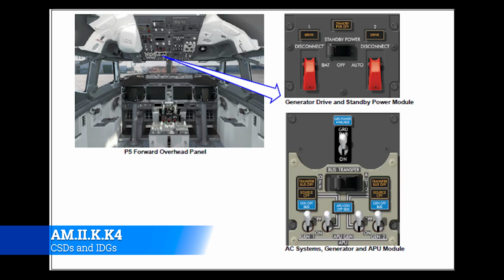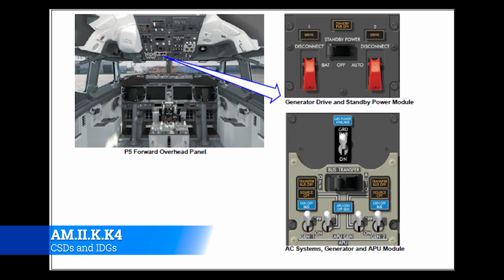Okay, so this is a continuation of the P5 panel. If you'll notice, we're going to concentrate on those switches that you'll see. On the top, you have your drive disconnect switches, and then also the standby power off light. That should be illuminated all the time. Now, this is a way to turn the standby power on or off as needed.